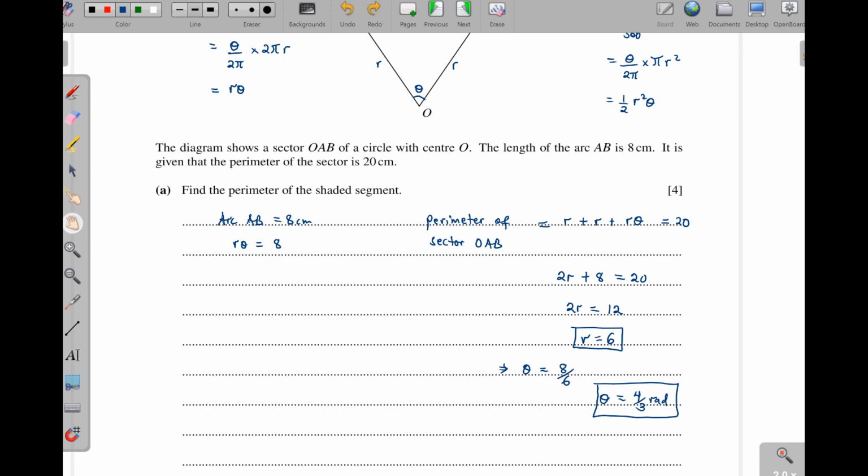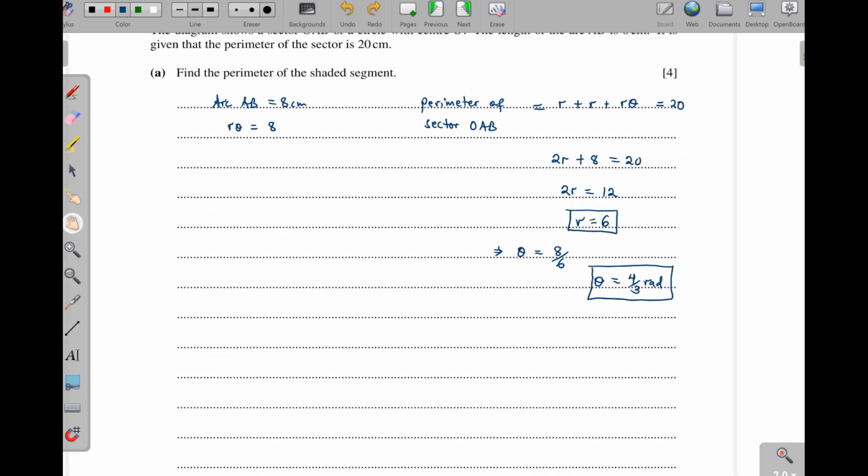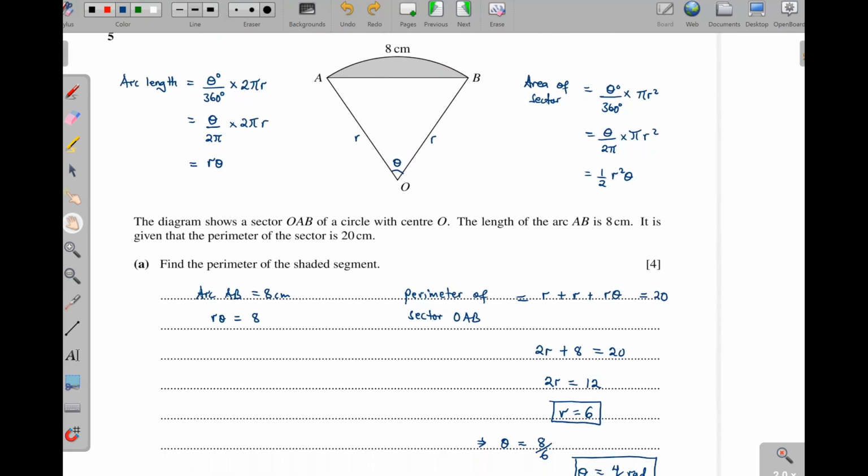Then what else? We are now looking for the perimeter of the shaded segment. So perimeter of the shaded segment, I need this BC here. So there are 2 ways I can do that. Okay, I can split this one into 2.